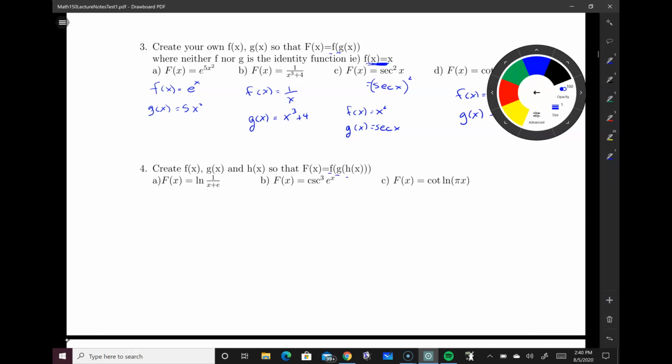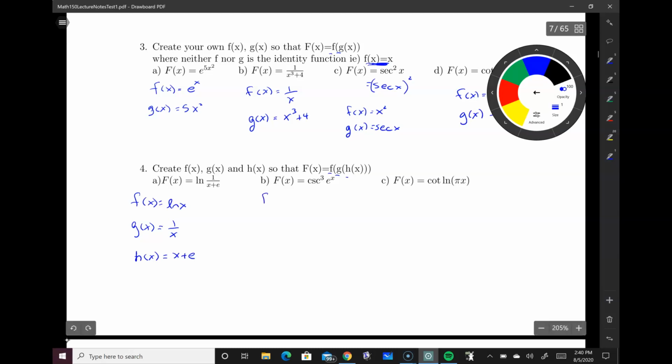So I'm going to start with this one here. So the most outside function is ln of x. The next layer would be 1 over x, and the most inside function would be x plus e.